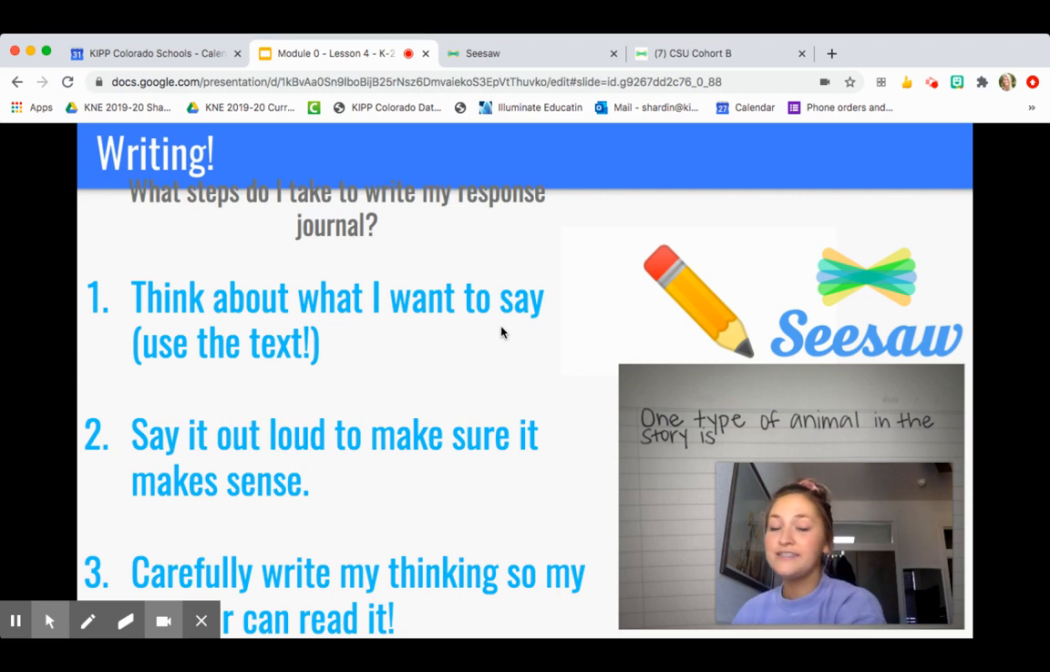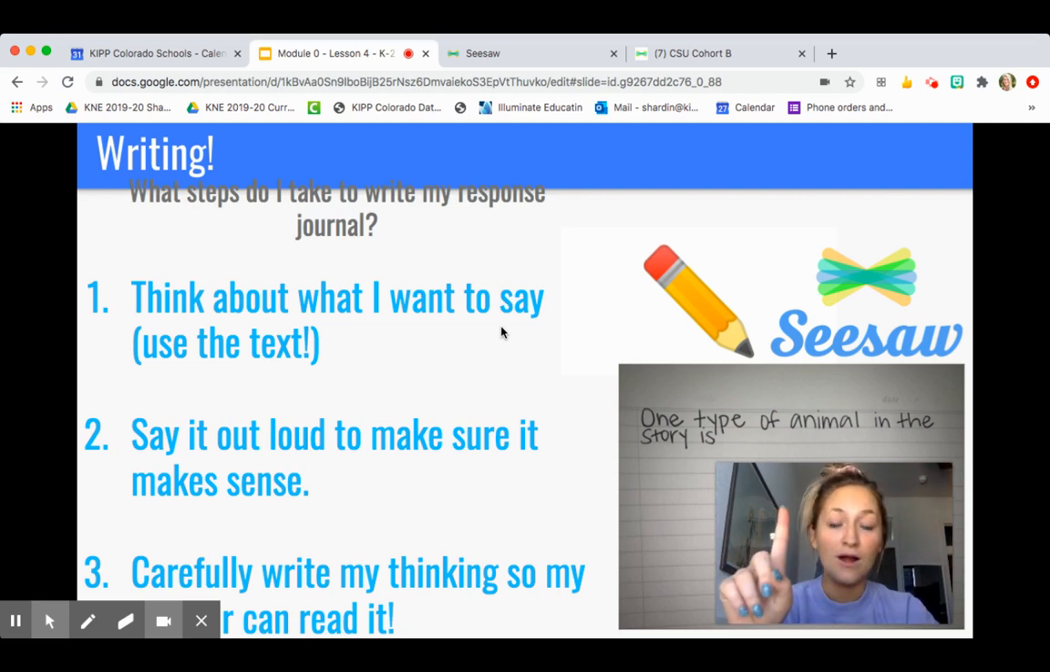So today on Seesaw, you should submit one, your answer to what you are wild about. You can use your voice to record that. And two, a picture of your writing in your response journal.